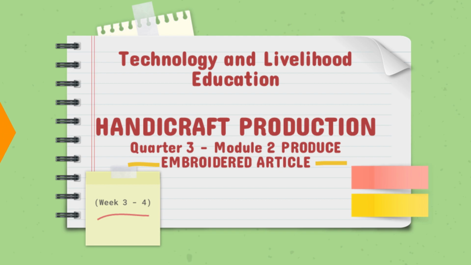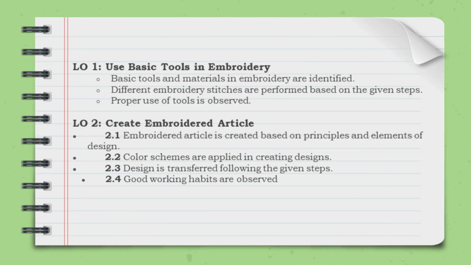Now let's start! So our lesson for today is to produce embroidered article. There are two learning outcomes. Learning outcome number 1, use basic tools in embroidery. Basic tools and materials in embroidery are identified. Different embroidery stitches are performed based on the given steps, and proper use of tools is observed.